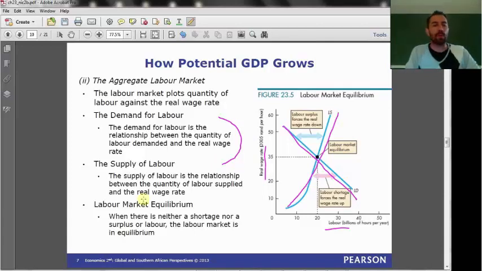And at some point we're going to have the labor market equilibrium. What is the labor market equilibrium? Well, that's when there is neither a shortage nor a surplus of labor, and the labor market is in equilibrium. It's where the labor demand and the labor supply curves intersect. Right?